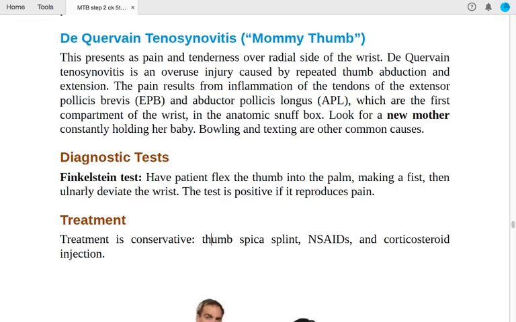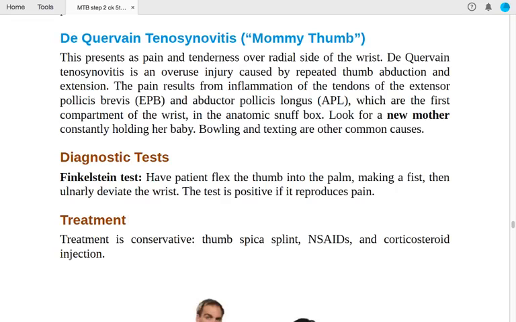The pain results from inflammation of the tendons of the extensor pollicis brevis and abductor pollicis longus. So actually these two muscles, when their tendons get inflamed, can result in De Quervain's tenosynovitis, right? Pollicis means thumb. So extensor pollicis brevis and abductor pollicis longus both are thumb muscles. When their tendons are inflamed, they lead to De Quervain's tenosynovitis, which involves the first compartment of the wrist, in the anatomic snuff box.